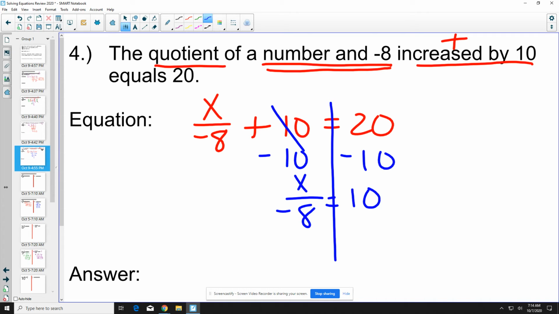Second step is always multiply or divide. What is our second step? Multiply by -8. Good. And so my 8's will cancel, and I'll get x equals positive times a negative is a -80.